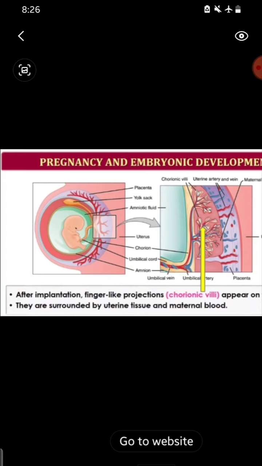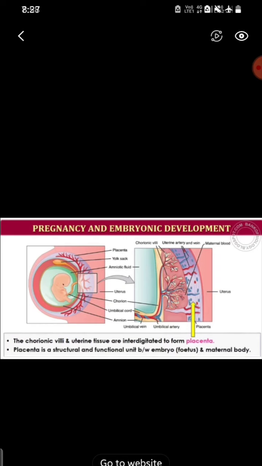And then what happens, the chorionic villi and the uterine tissue are interdigitated to form the placenta.